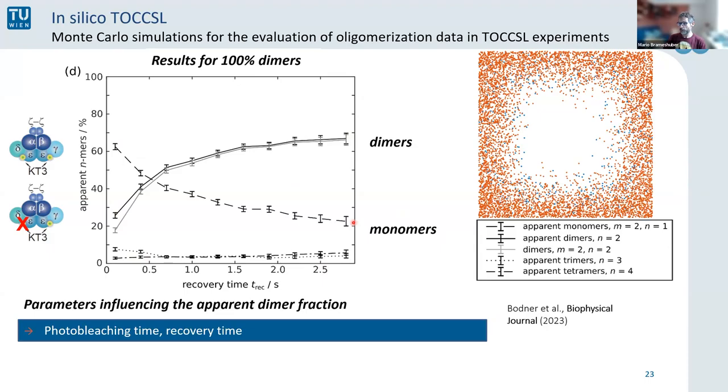And we see also monomers which are not true monomers. This is the error we make here just with using this technique. So this was the first finding. It depends on the recovery and on the photobleaching time.